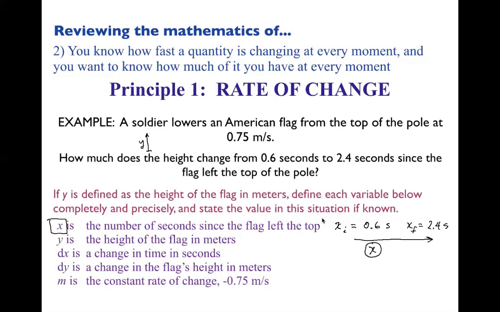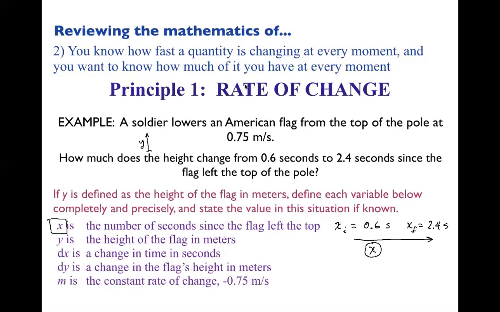Okay, what about y? So do we know the value of y, the height of the flag, say for x initial or x final? We don't know this because we don't know the initial height. I never told you what the height of the top of the pole was. So given this information I gave you, we can determine no values of y. There's no values of y that we can know here.